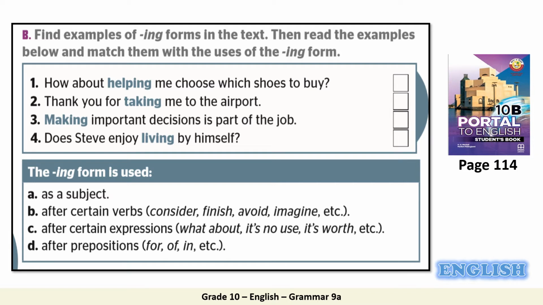Okay, let's start with number 1. How about helping me choose which shoes to buy? So here we have the use C. After certain expressions, like what about, it's no use, it's worth, I put the verb plus ing. Why? Because here we have how about.